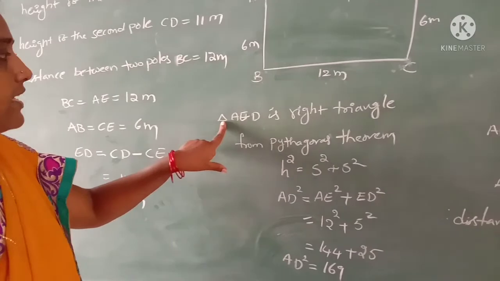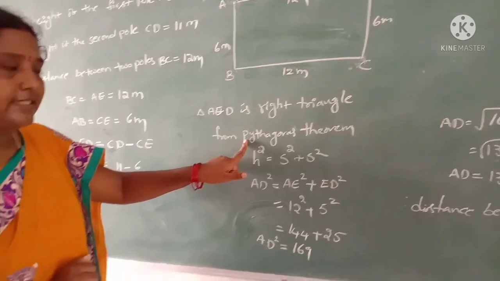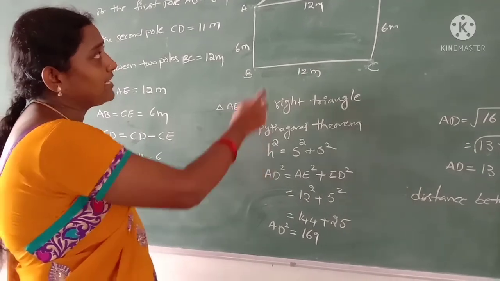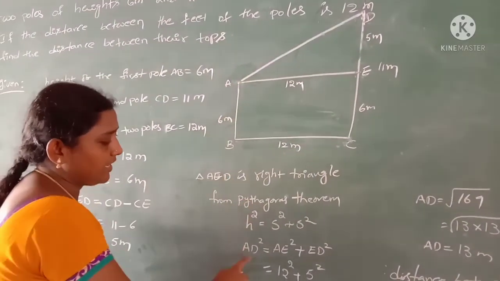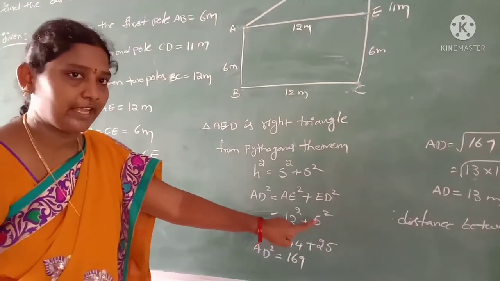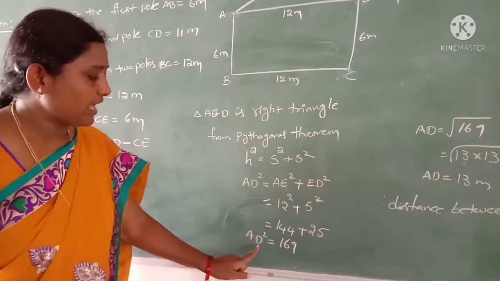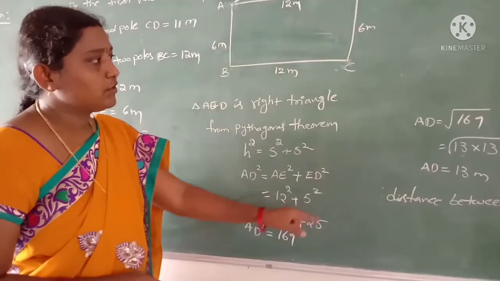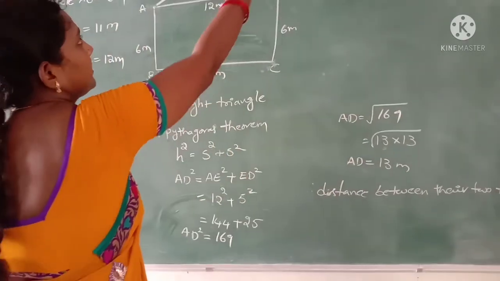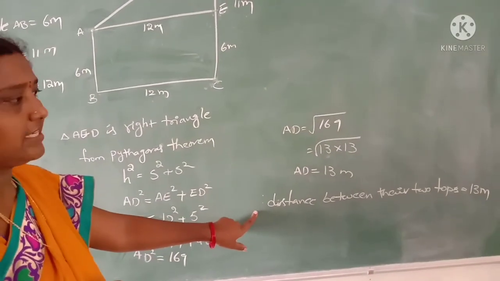Next we take the triangle AED, a right triangle, from Pythagoras theorem. What is the Pythagoras theorem? Hypotenuse square equal to side square plus side square. So hypotenuse AD square equal to AE square plus ED square. You substitute the values, 12 square plus 5 square. 12 square value 144 and 5 square value 25. So AD square equal to 169. So AD equal to 13 meters. AD means distance between the two tops equal to 13 meters.